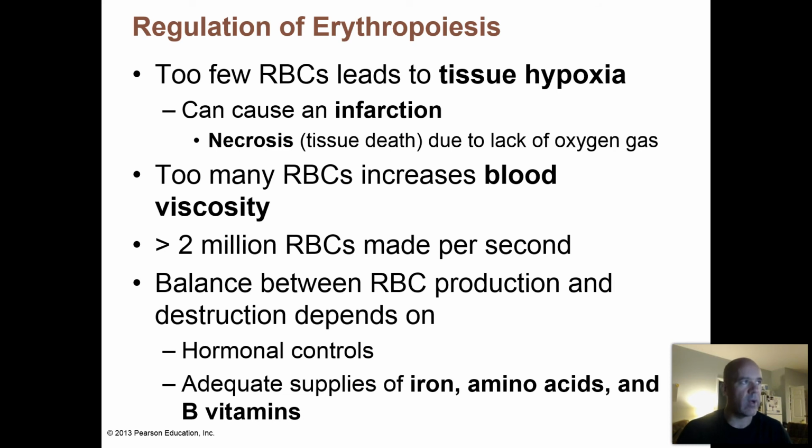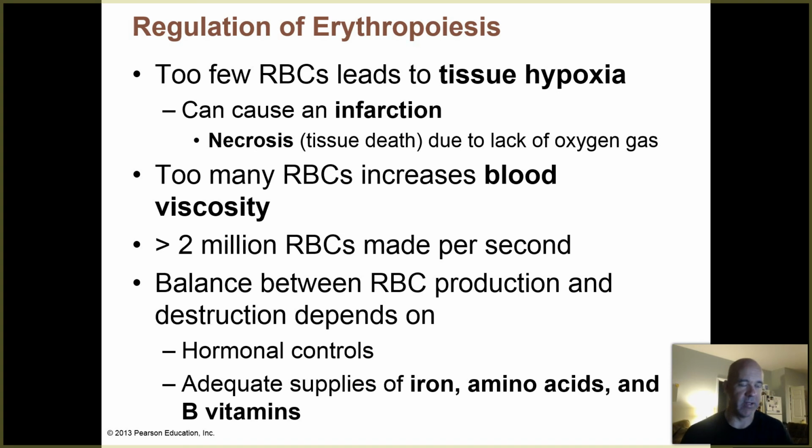All right, so some important terminology here. Erythropoiesis has to be very carefully regulated. You can't have too many red blood cells and you can't have too few. If you have too few, you will wind up with a very bad situation called tissue hypoxia. Hypoxia is a term that you guys should know. What do you think hypoxia means? Hypo, low, oxia, referring to oxygen gas. So that's low O2 concentrations in your tissues. And so you don't want that to happen. You don't want to starve your cells of oxygen gas.